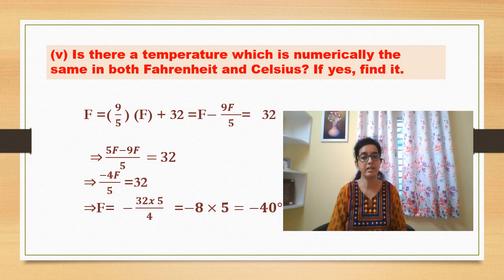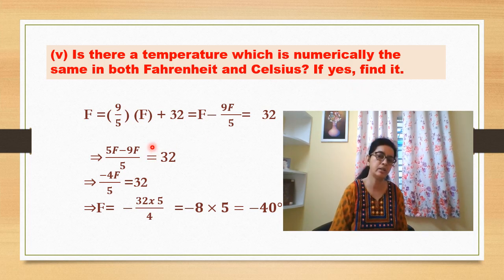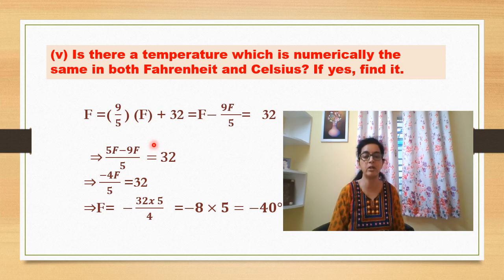Now this is a very interesting part of the sum. Here they are asking, is there a temperature which is numerically the same in both Fahrenheit and Celsius? If yes, find it. This is very important in relation to day-to-day life and general knowledge, and I always tell you that in competitive exams this question is a hit question. They always ask this type of question: when do Fahrenheit and Celsius become equal? These questions are asked in quizzes also, usually in mathematical quizzes. So the temperature is minus 40.